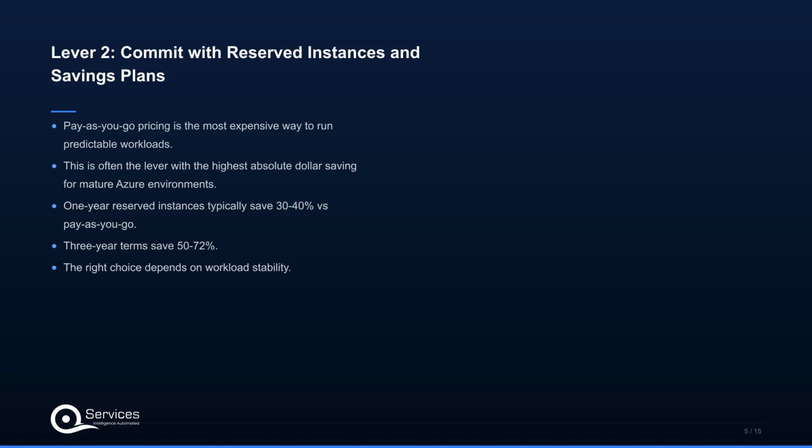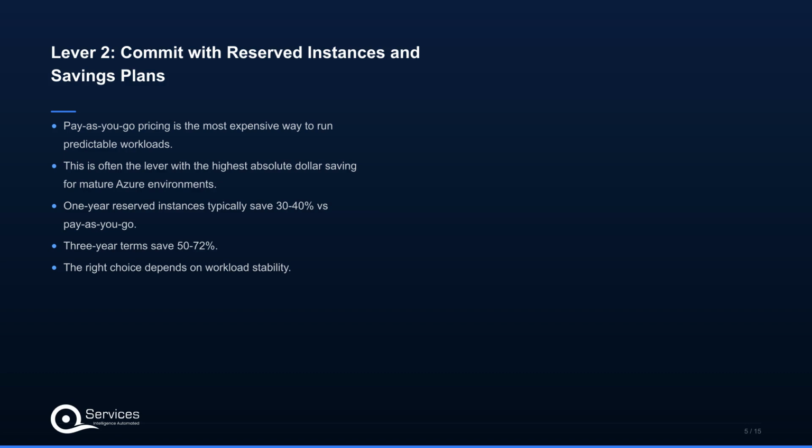1-year reserved instances typically save 30 to 40% versus pay-as-you-go. 3-year terms save 50 to 72%. The right choice depends on workload stability. For production databases and application servers with no planned migration, 3-year terms pay off quickly. For workloads tied to a specific project, 1-year terms keep options open.